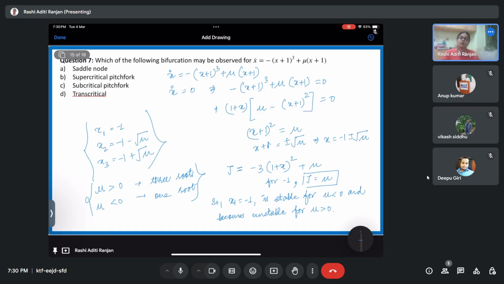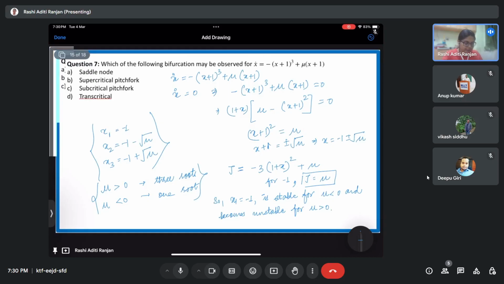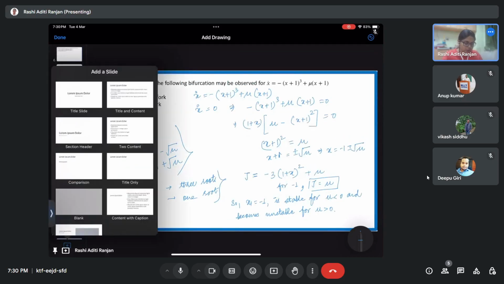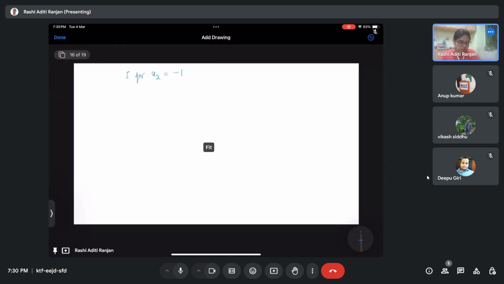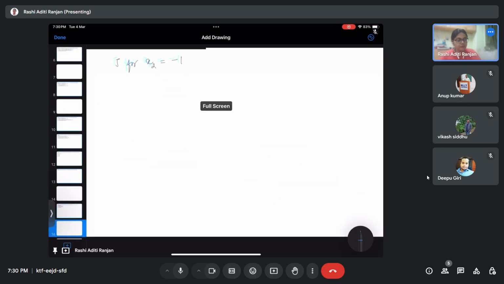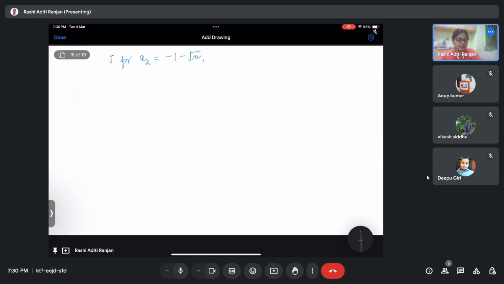Now I'll talk about the other two roots. My Jacobian for x2, which is −1 − √mu, is going to be −3(1 + (−1 − √mu))² + mu, where the −1 and 1 get cancelled. I'll have −3mu + mu, which is going to be −2mu.